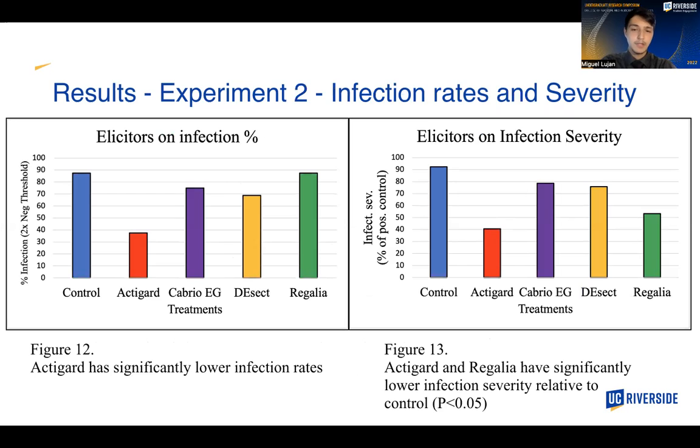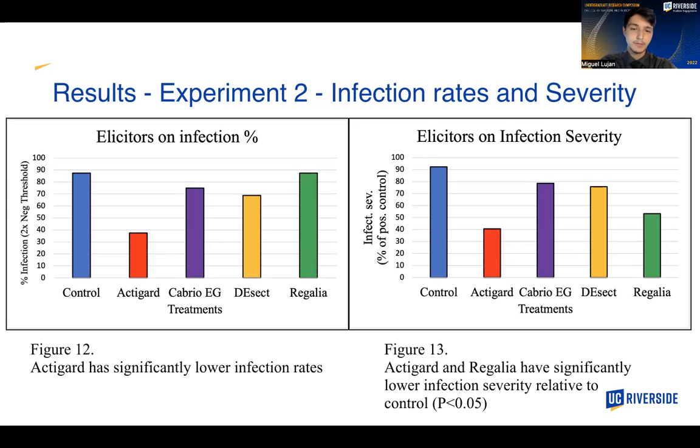Now moving on to the results of experiment 2's ELISA analysis. Looking at the infection rates and severity, we can see a graph depicting the infection rates on the left with treatments on the x-axis and percent infection on the y-axis. So looking at this graph, we can straight off the bat notice something immediately off.